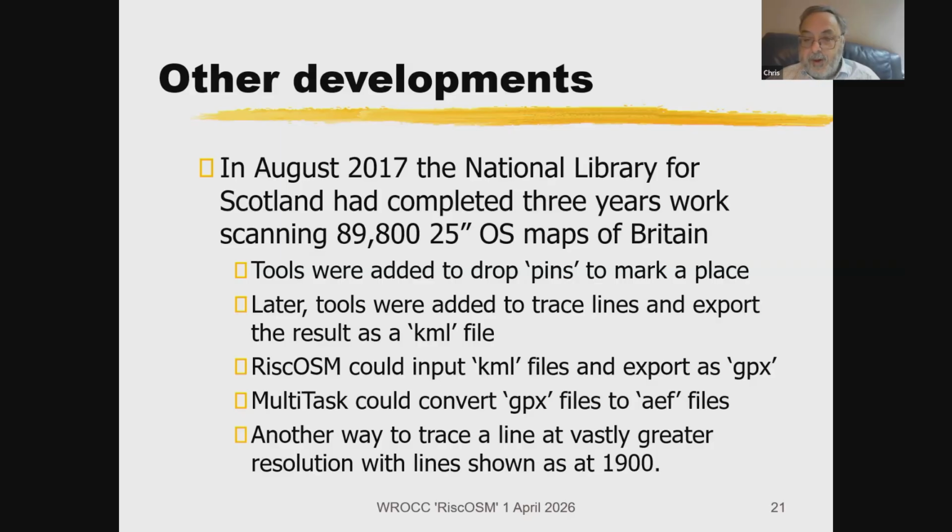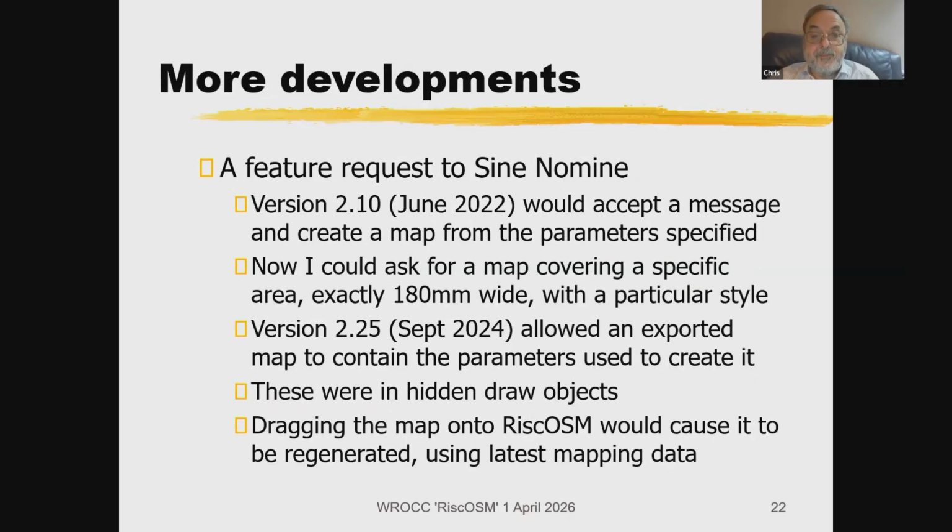They'd added tools to drop pins to mark a place and trace lines and export the result as a KML file. RiscOSM could input it and you could export them. So I could end up with AEF files from lines that were only shown on maps that had been produced in the 1880s or 1900s or 1920s. So vastly greater resolution, rather more tedious, but lines that I couldn't find on any current map were of course shown as being current at the time, so I could trace a lot more lines.